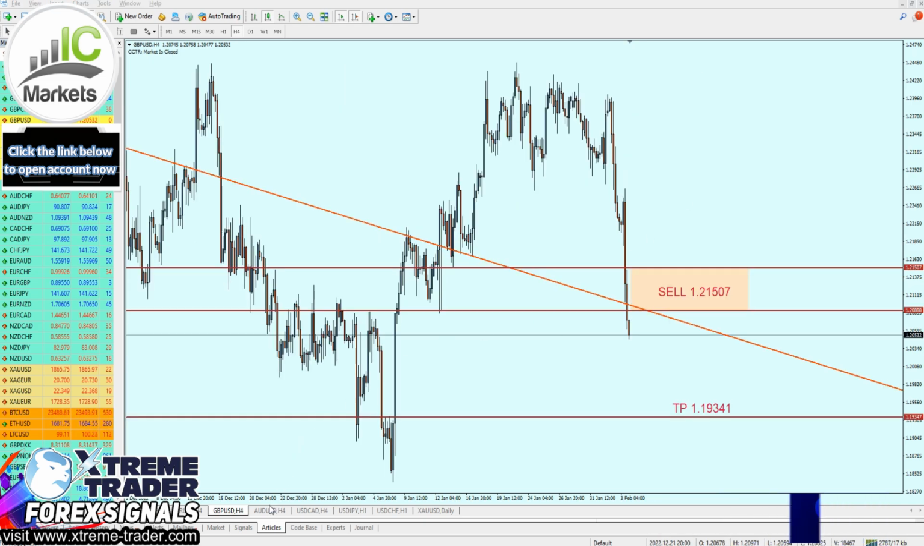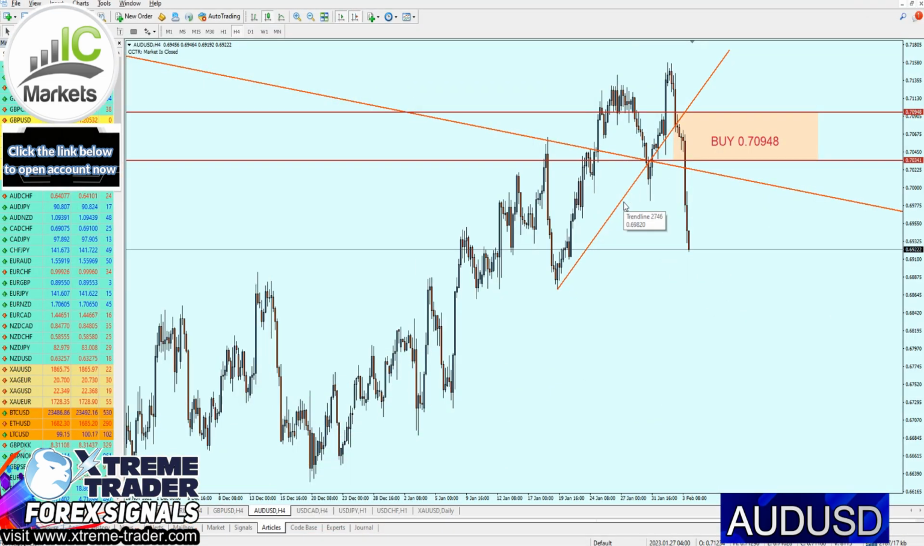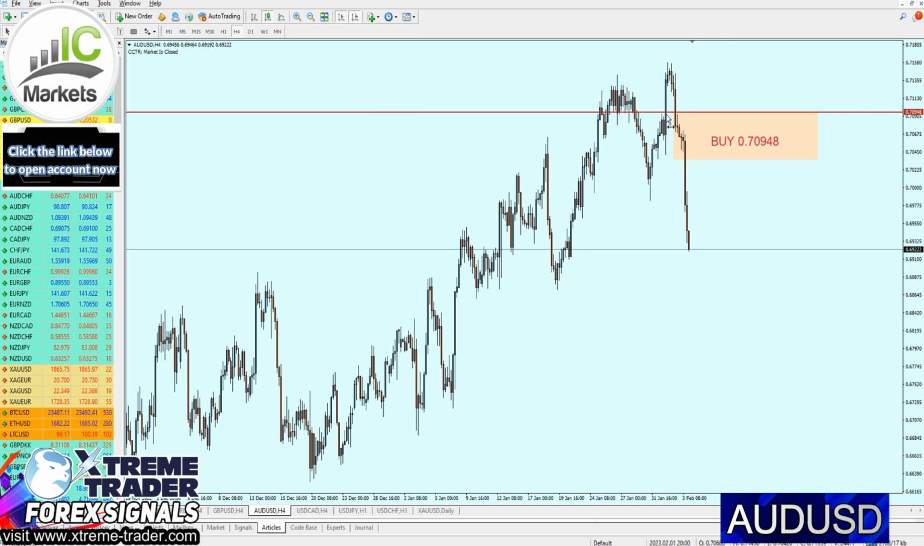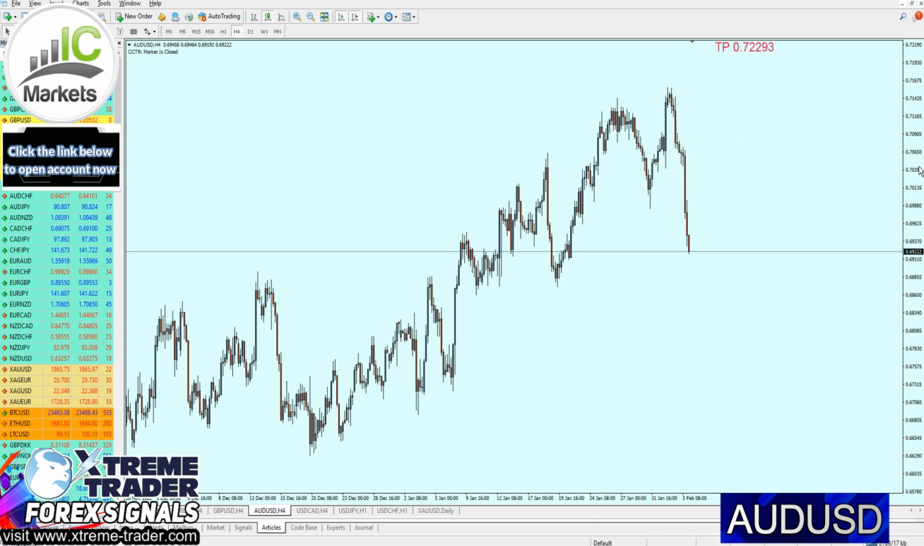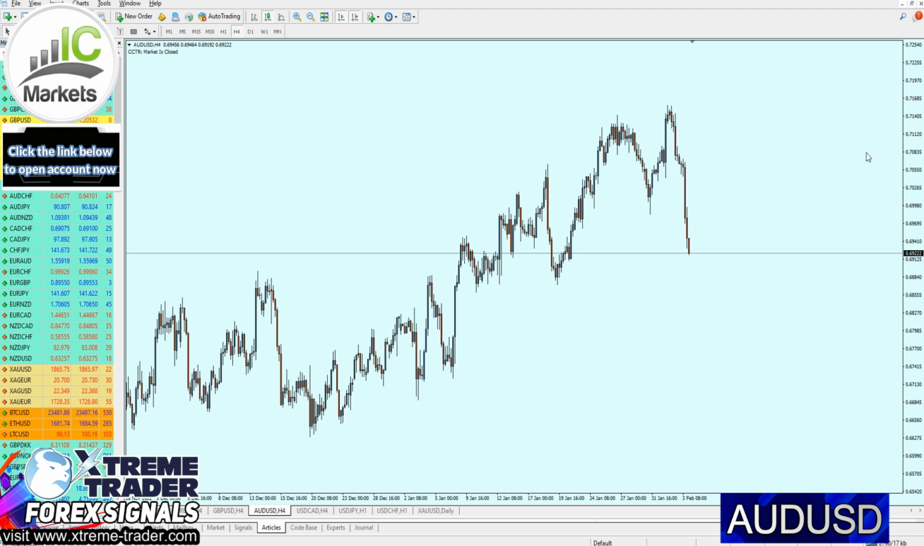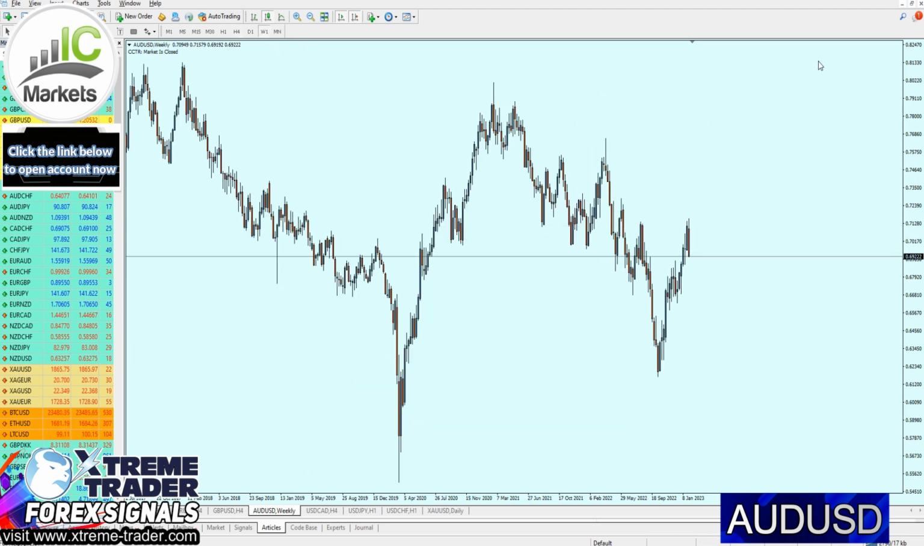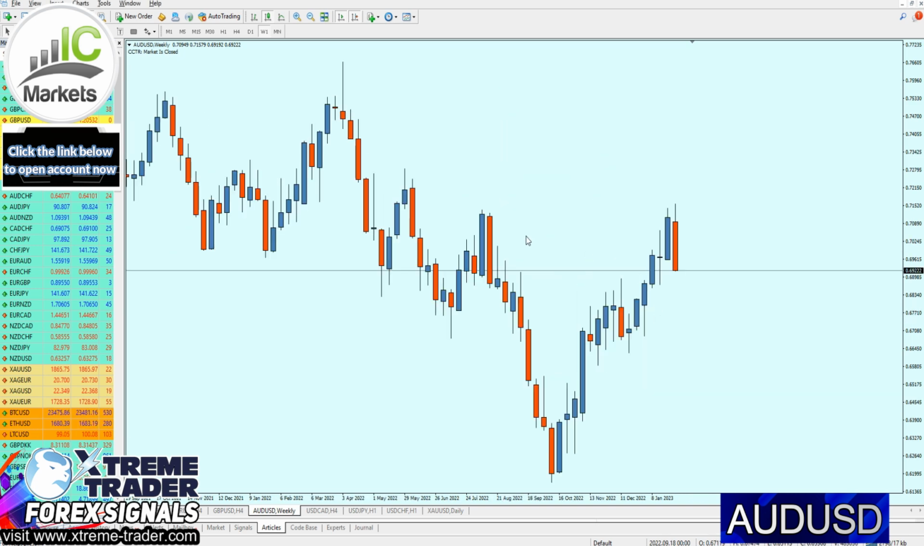Moving to the AUD USD. Alright, let's get rid of the old signal again. It's no longer valid for the short at all. Alright, so moving now to the weekly chart. Now, based on the weekly chart, I want you guys to separate the fake breakouts from the real ones.